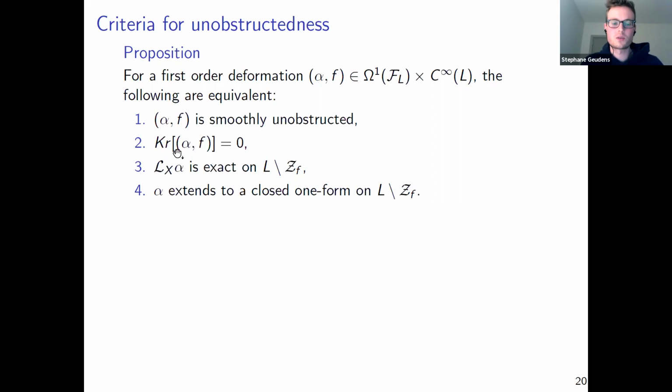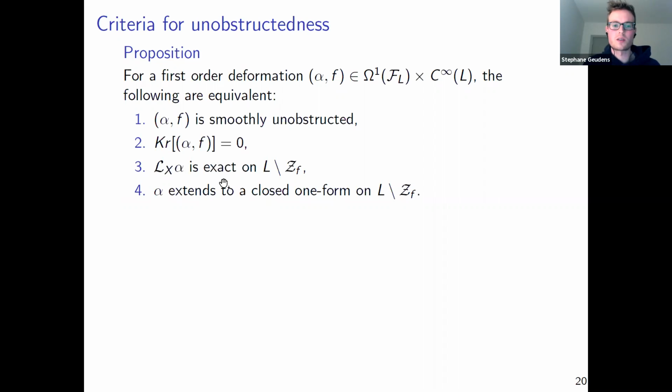If it vanishes, you can only find the first 2 terms in a formal power series extension of the first order deformation. But since the problem is so close to being linear, this is actually enough to find a smooth path of deformations that extends the first order deformation.